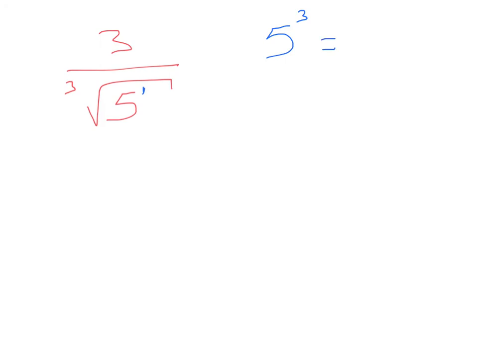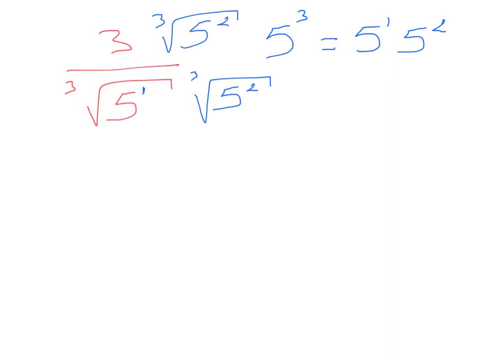Now we know that 5 power 3 equals 5 power 1 times 5 squared. I do have 5 power 1, and I'm looking for 5 squared. So the idea is I need to multiply the numerator by the third root of 5 squared, and I will do the same thing for the denominator, so it's going to be the third root of 5 squared.